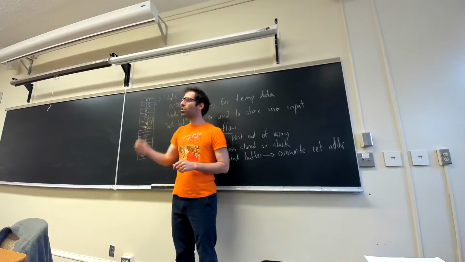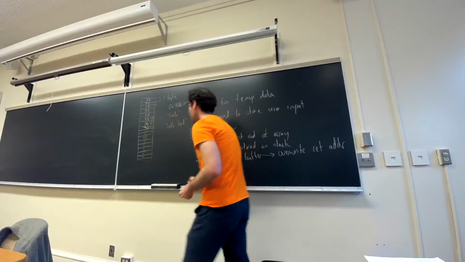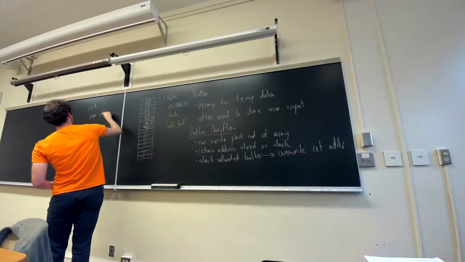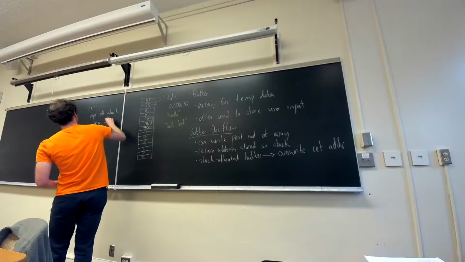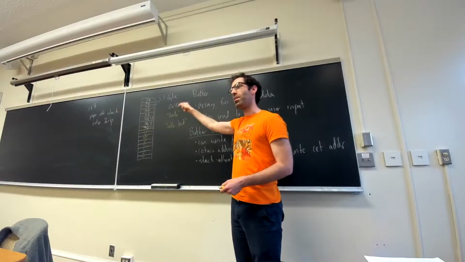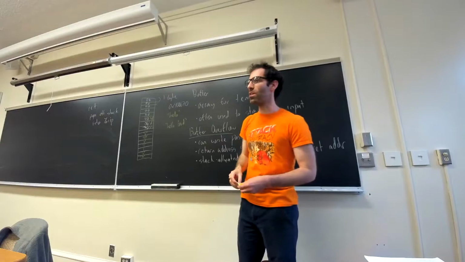So, in particular, our ret instruction is going to take whatever is stored at RSP and pop those 8 bytes into our instruction pointer. And then that will be the address of the next instruction we'll execute.